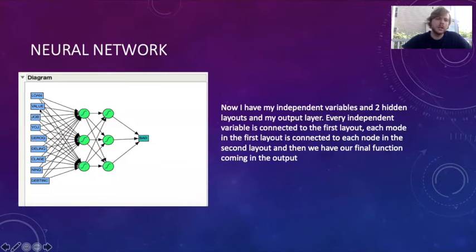Okay, so now I'm showing that to you guys. You guys could see that my diagram changed. Now I have my independent variables and two hidden layers on my input layer, and every independent variable is connected to the first layer, and each node in the first layer is connected to each node in the second layer. And then we have our final function coming in the input, which is represented by BAD.